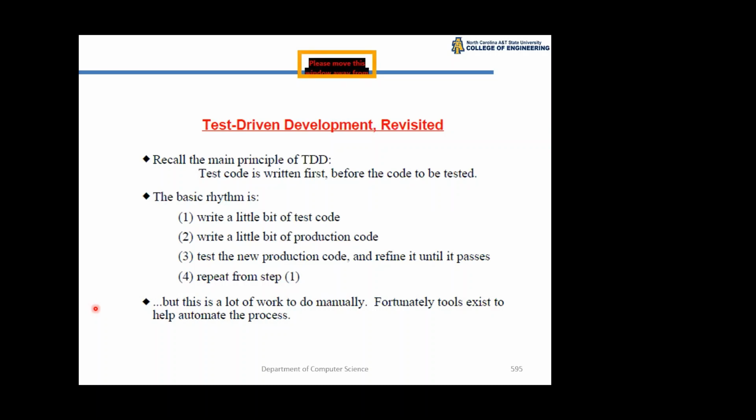And then you test the new production code and refine it until you are satisfied, until it passes. Repeat from step 1 again. So it's basically, I would say, you can start. I will check one example definitely. So what you can do, start with the very simple skeleton code.